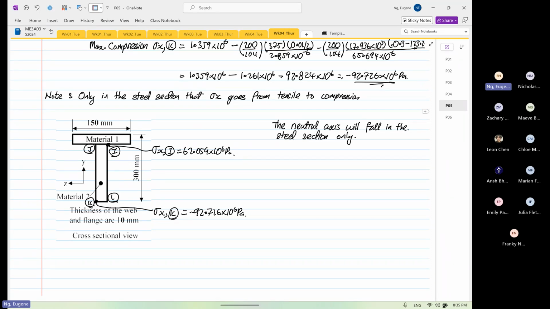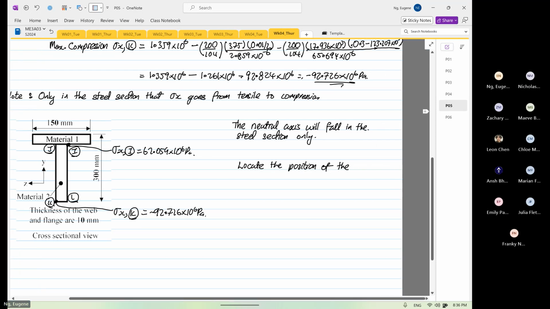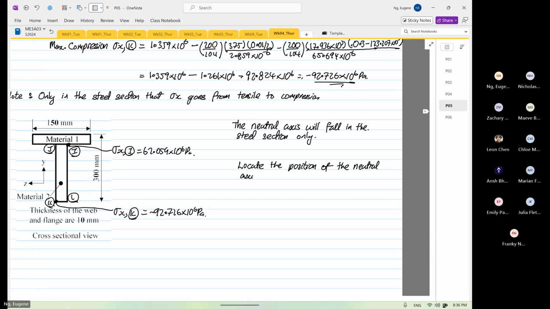Okay, so we now know the location. We now need to locate the position of the neutral axis.